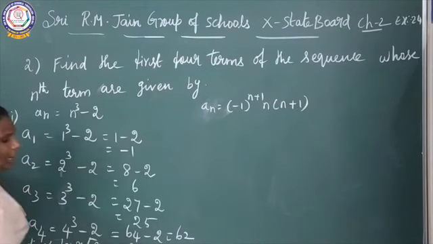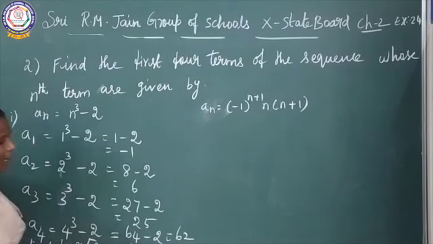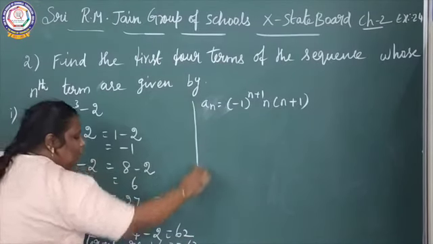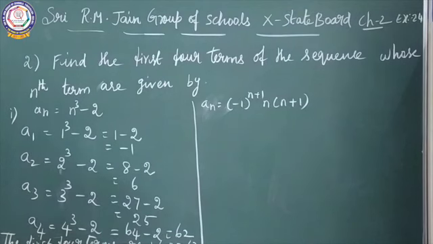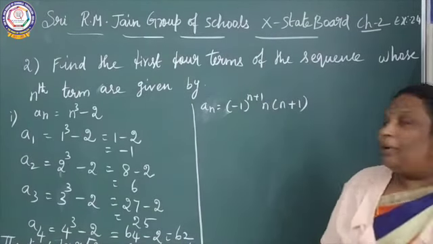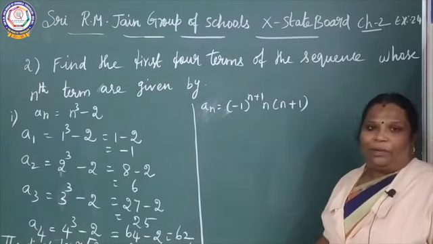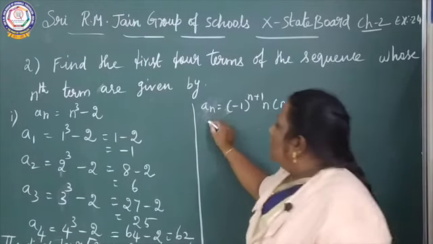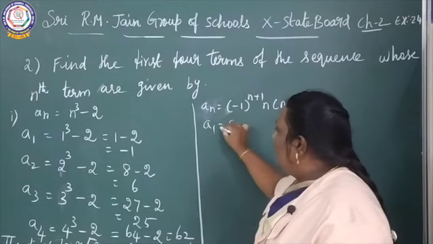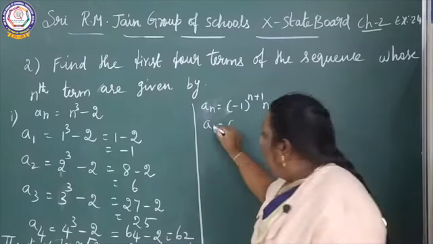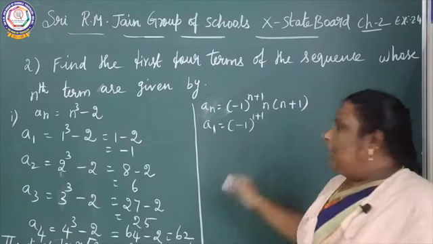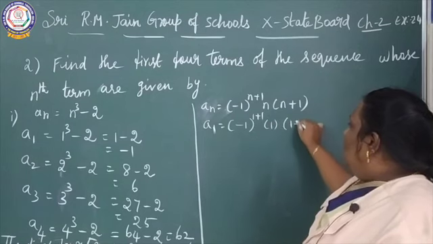Is it clear? You move on to the next one. What is the next one? an equal to minus 1 power n plus 1, n into n plus 1. So, you substitute in the place of n equal to 1. a1 equal to minus 1 power 1 plus 1 into 1 into 1 plus 1.